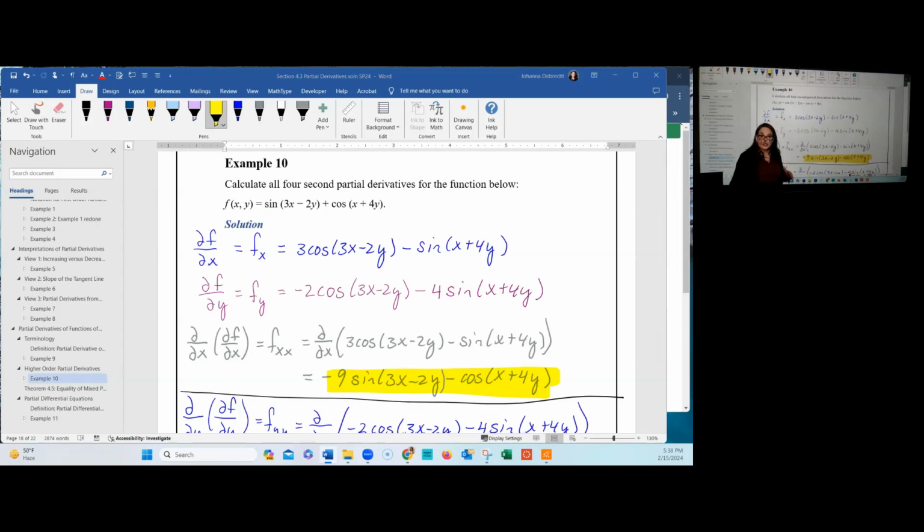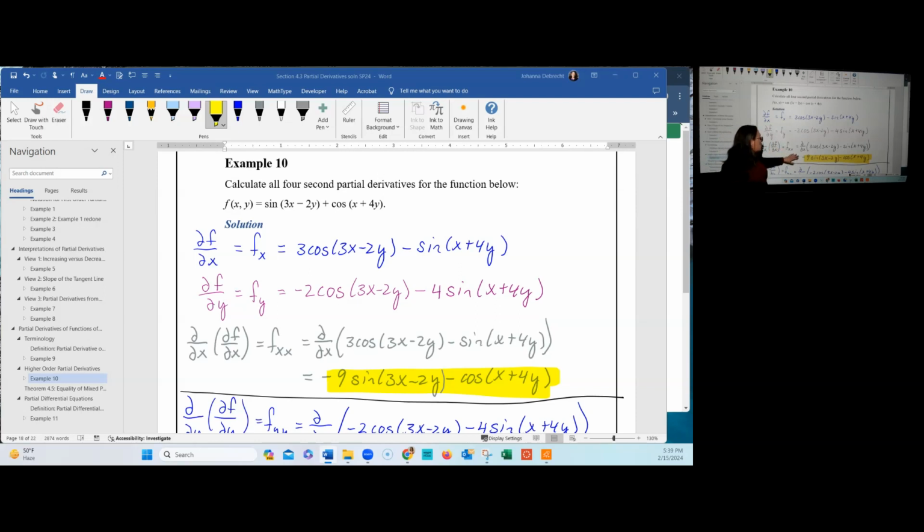So let's take a look. In order to find the second partial derivatives, I first find the first partial derivative with respect to x and the first partial derivative with respect to y. I color-coded them so that the one with respect to x is in blue and the one with respect to y is in pink.